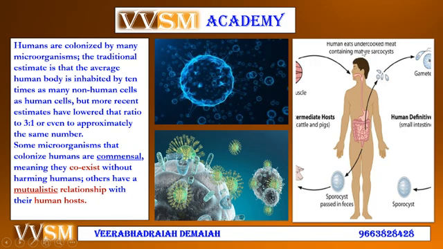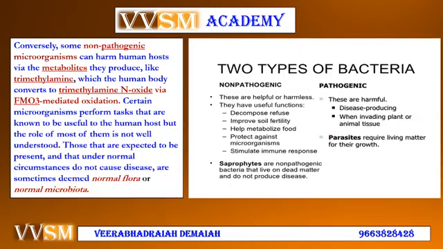Humans who eat undercooked meat containing mature sarcocysts, this is very important to know before cooking meat, can get infected. This is the sporocyst, which enters into the intestine, where many millions of microbes are present in our body. There are two types of bacteria: non-pathogenic and pathogenic.